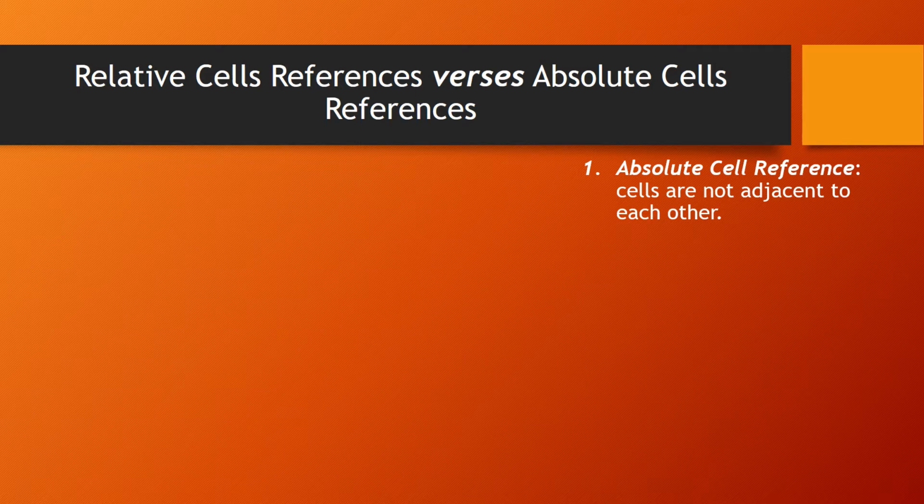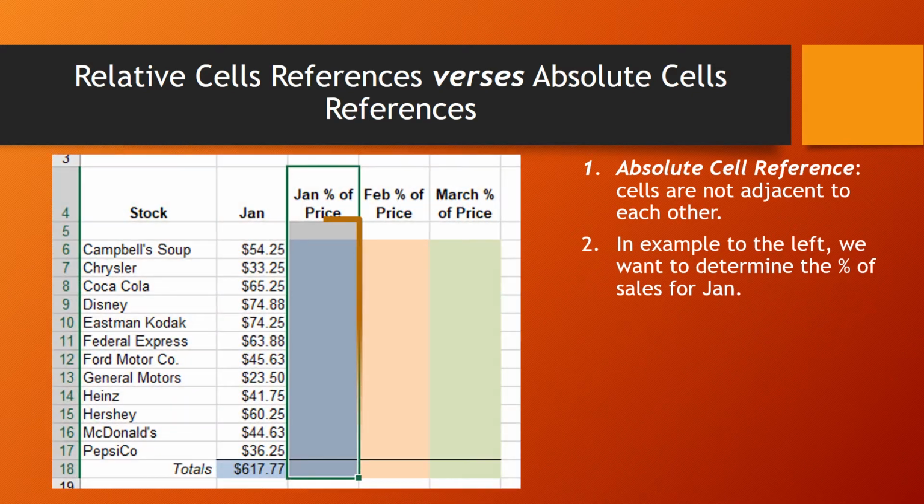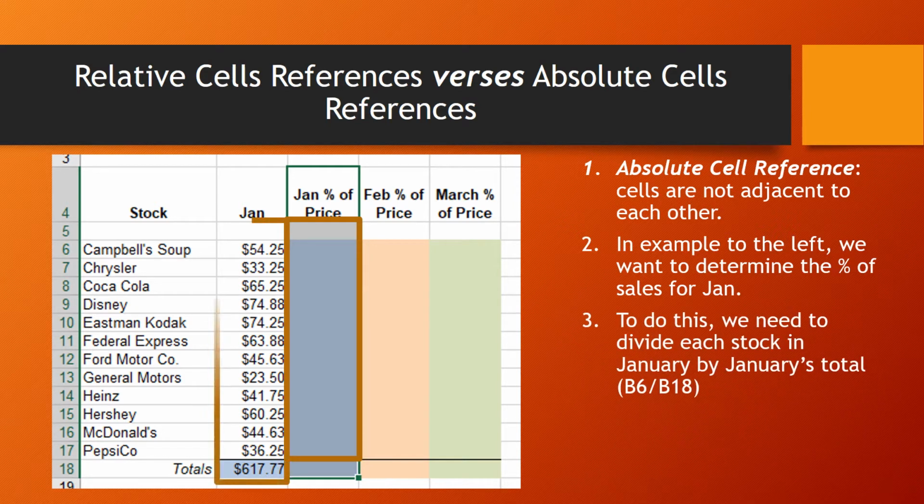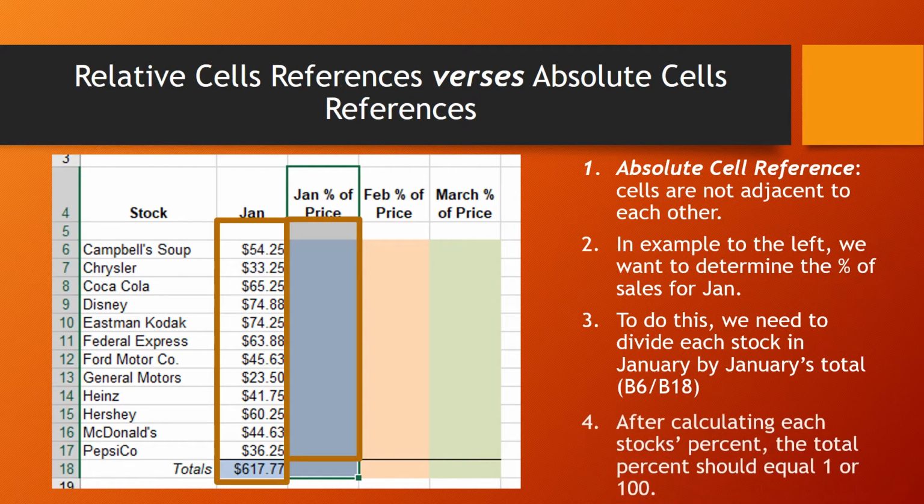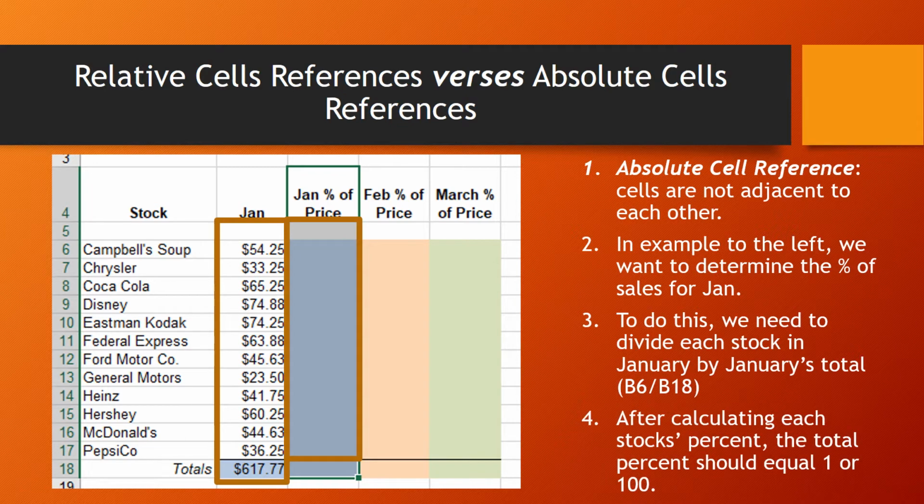Absolute cell references are cells that are not adjacent to each other but have spaces between them. In the example to the left, we want to determine the percentage of sales for January. To do this, we need to divide each stock in January by January's total. That would be B6 divided by B18. After calculating each stock's percentage, the total percent for all of the stock should equal 1 or 100%.